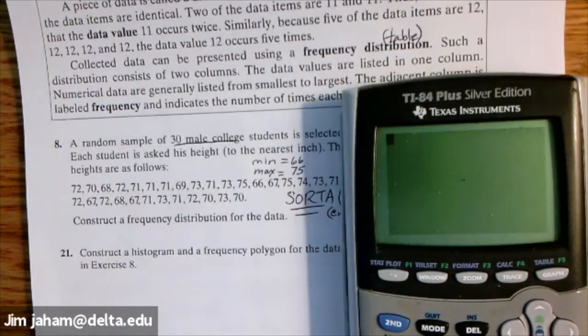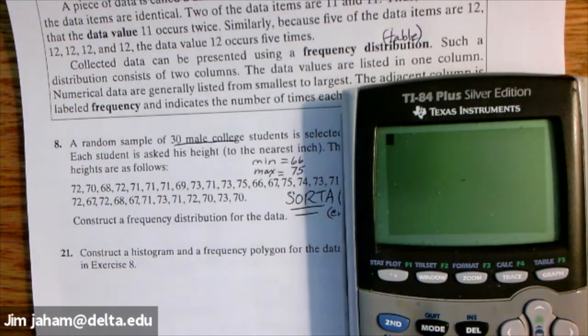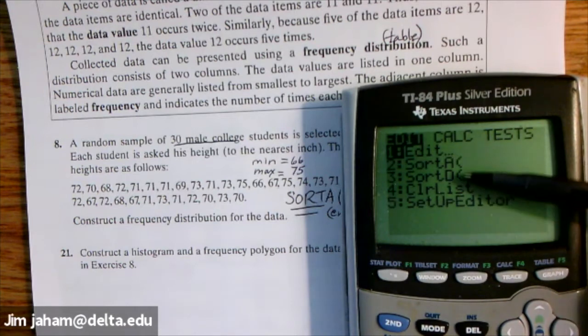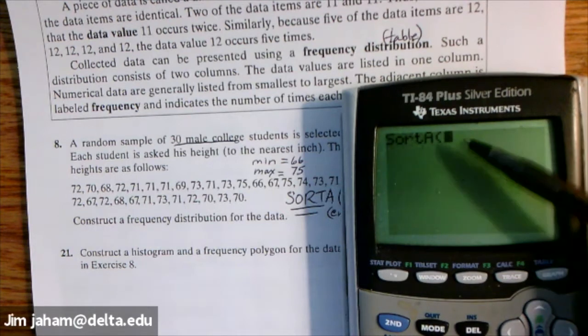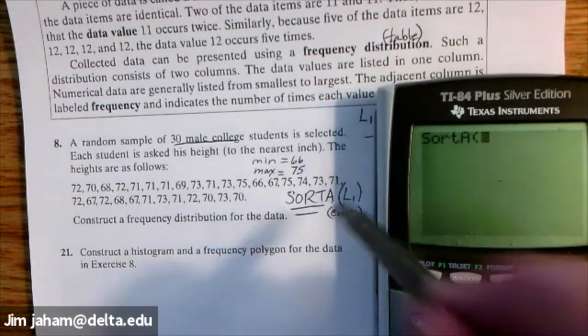All right, now I want to give this command right here, this sort command. It's in the stat menu, and it's in this very first menu here. You see it there? Sort in ascending order, number 2. So when I hit number 2, it flashes to my home screen, and then I want to sort list 1.